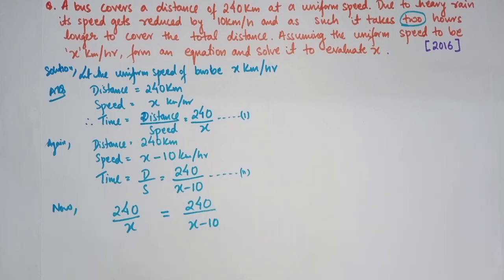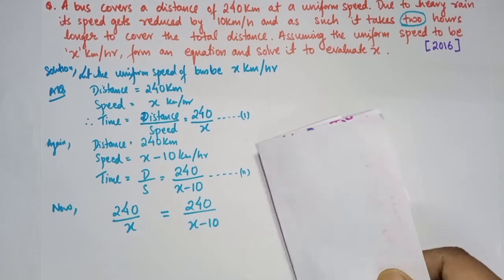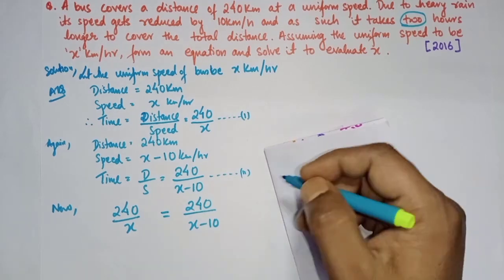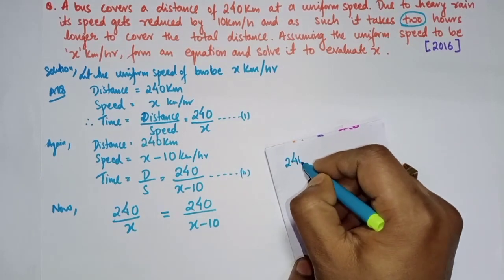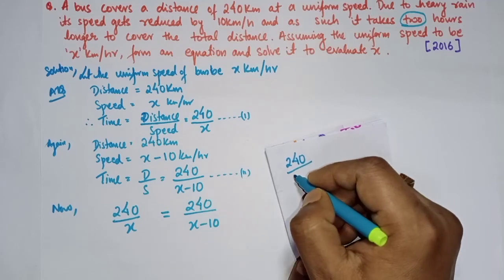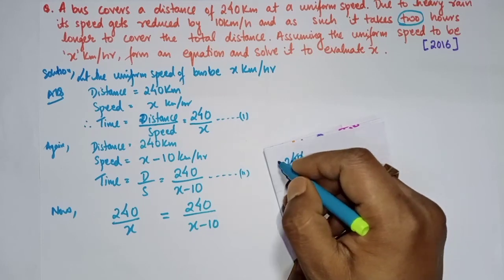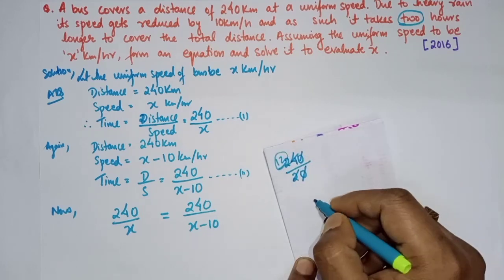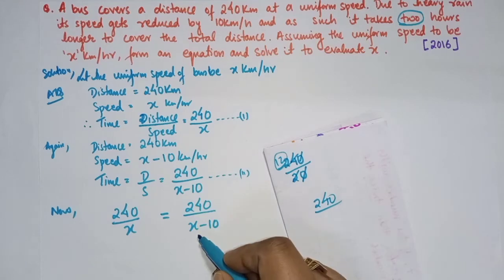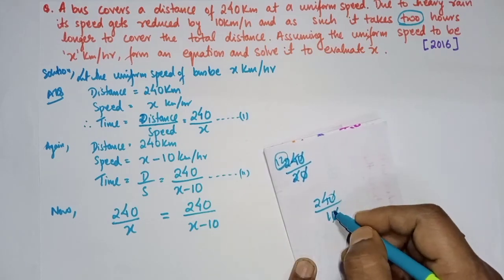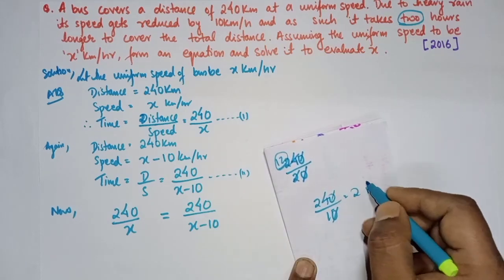So what can you do here? Which one is smaller, 240 by x or 240 by x minus 10? I'll show you a trick to find which one is smaller. If you use this trick, you will never be wrong in your examination. Suppose I have 240 and suppose I have 20. The 0 cancels, 2 ones are 2, 2 twelves are 12. I got 12. Now 240 upon 20 minus 10, that means 10. The 0 cancels, so I got 24. So which one is bigger?